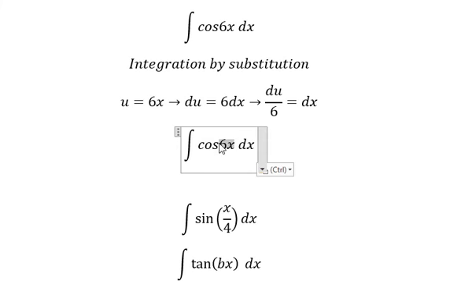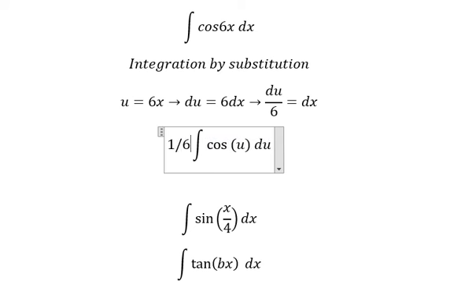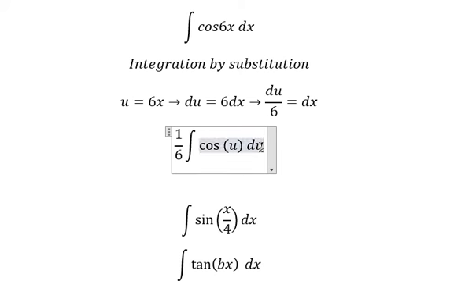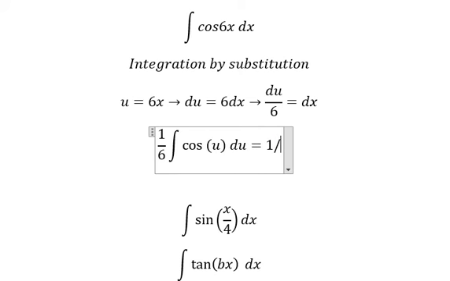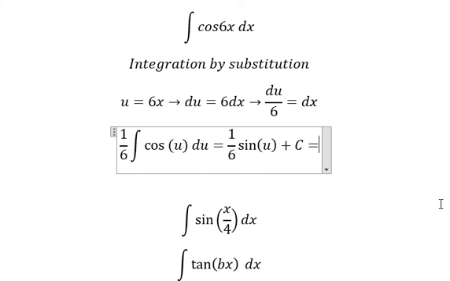6x we change for u. The dx we change for du over 6. The integration of cosine u, you get sine u. Then u is 6x.